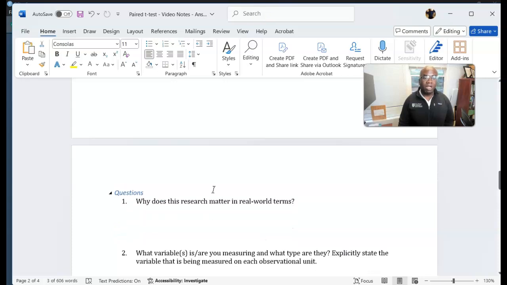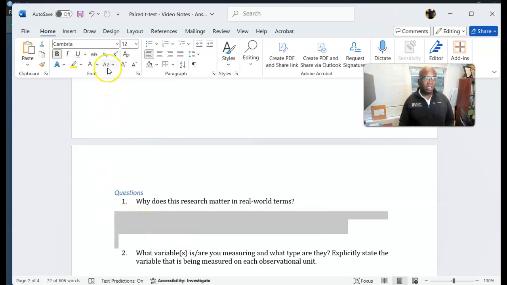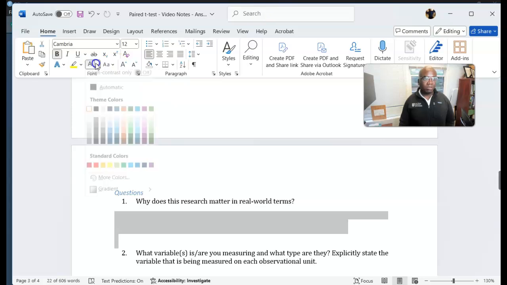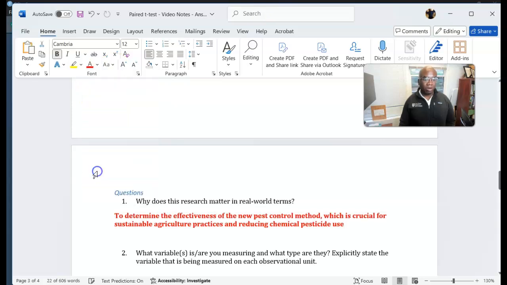All right, so why does this research matter in the real world? In real world terms, you can imagine being a farmer, you would want to make sure that the pest control actually has an impact on decreasing the amount of damaged tomatoes. So that's our rationale.